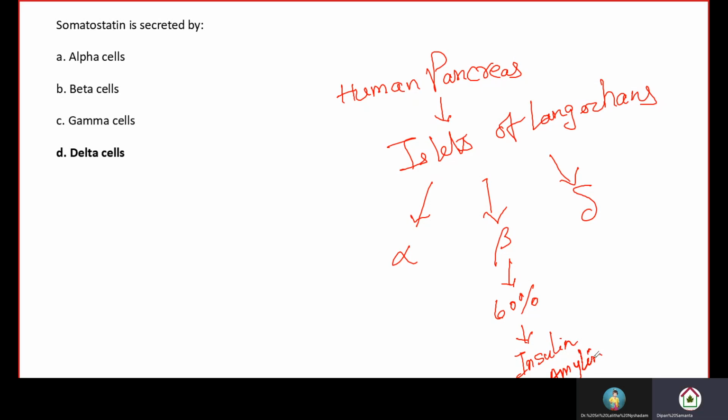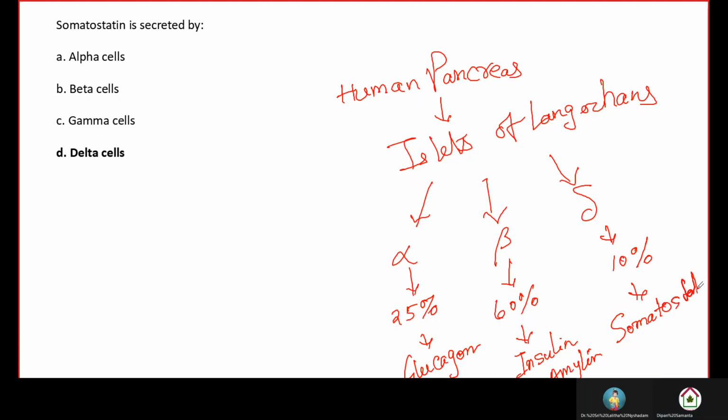Alpha cells constitute about 25% of the total islets, secreting glucagon. And delta cells about 10%, and they secrete somatostatin, or SS, we call it. Okay, so this is about islets of Langerhans.